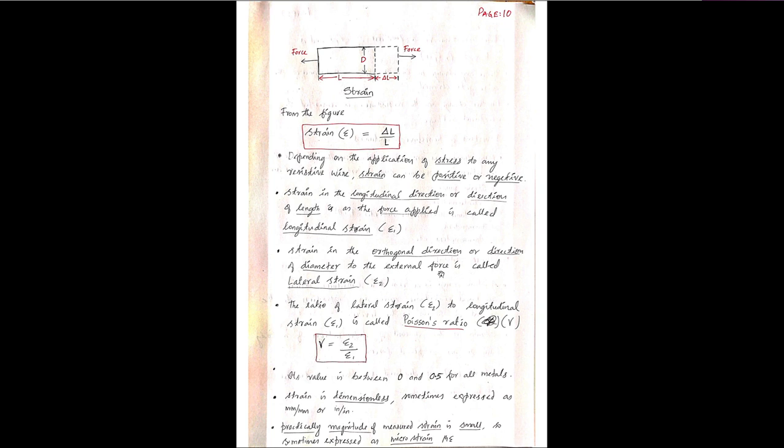Also, practically, the magnitude of measured strain will be small, so it is sometimes expressed as micro strain or micro epsilon. Generally the measured strain will be less, so sometimes it is expressed as micro strain also.